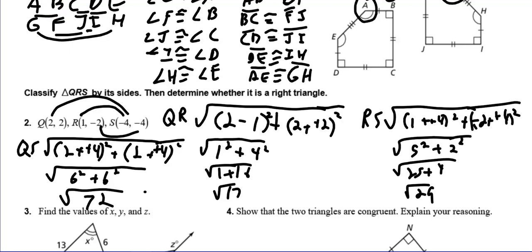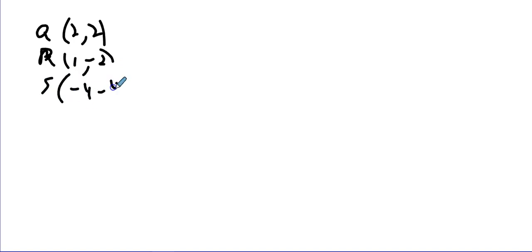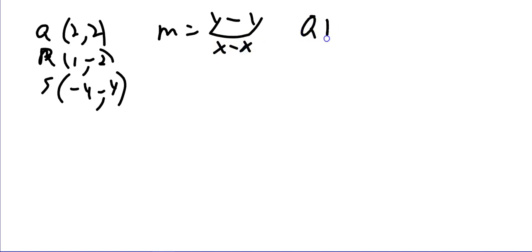And I'm actually going to need to go to another piece of paper just because there's no room for me. You might be able to squeeze it in. So again, I'll just remind us that Q is 2, 2. R is 1, negative 2. And S is negative 4, negative 4. Okay? So now we're going to do slope. And remember, slope is y minus y over x minus x. Okay? So I'm going to do QR first.